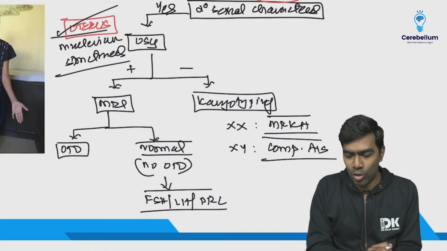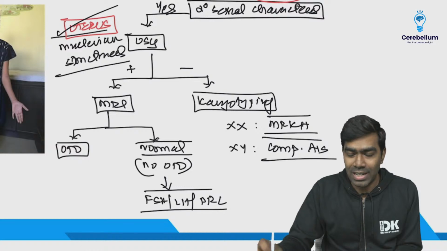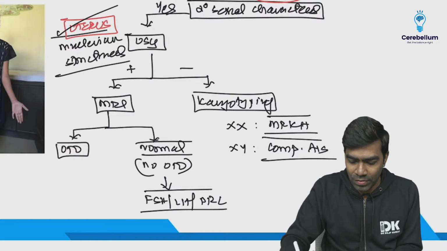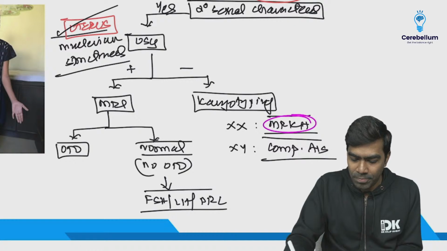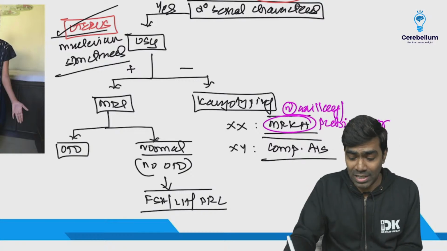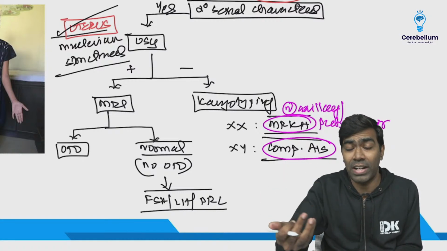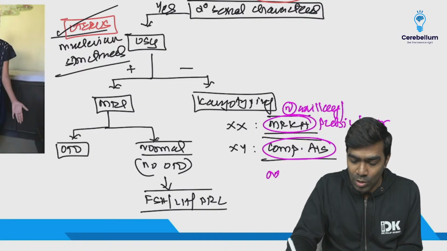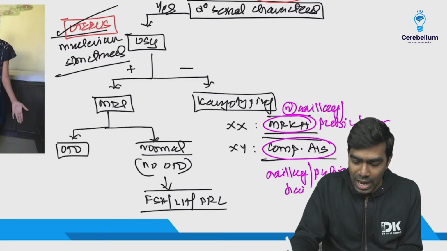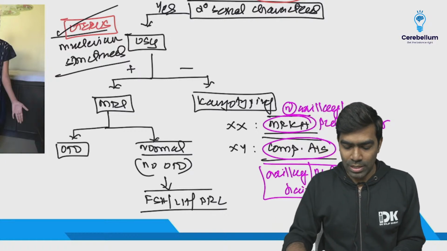So if it's XY, you make a diagnosis of complete androgen insensitivity syndrome. But clinically there will be some clues. If it's MRKH, the patient will have normal axillary and pubic hair. That's a very important point. But in androgen insensitivity syndrome, because androgen receptors are defective, they will not be able to develop axillary and pubic hair. That's a very important clue. So this is how you evaluate.